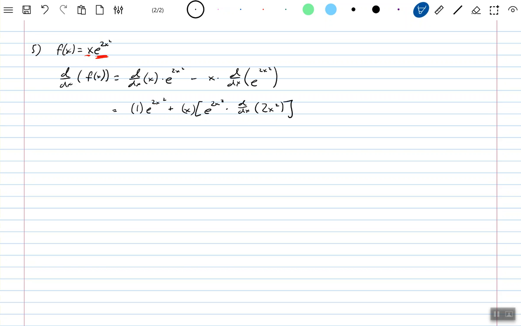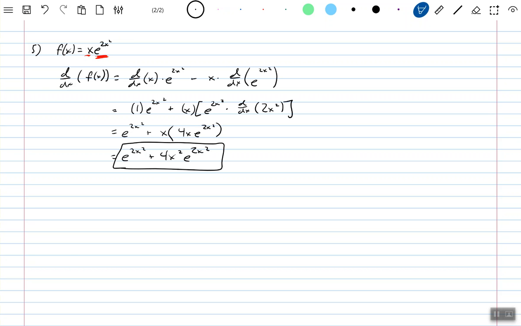This is the technique you want to use every time when you're differentiating e to some power or e to some function of x. You leave the e to the f of x alone, but then you multiply it by the derivative of that function in the exponent. All right? And now by simplifying, we get this is equal to e to the 2x squared plus x times, now what's the derivative of 2x squared? Well, that's just 4x, times e to the 2x squared. Well, that's just equal to e to the 2x squared plus 4x squared e to the 2x squared. And then that is our derivative.